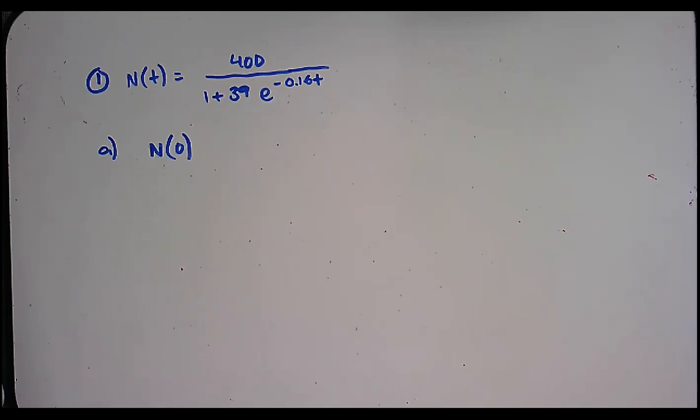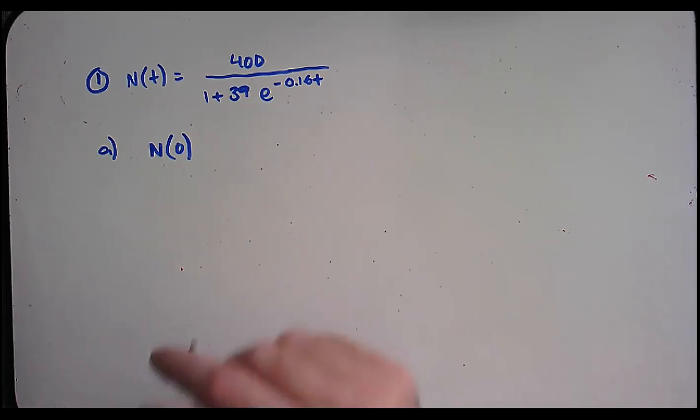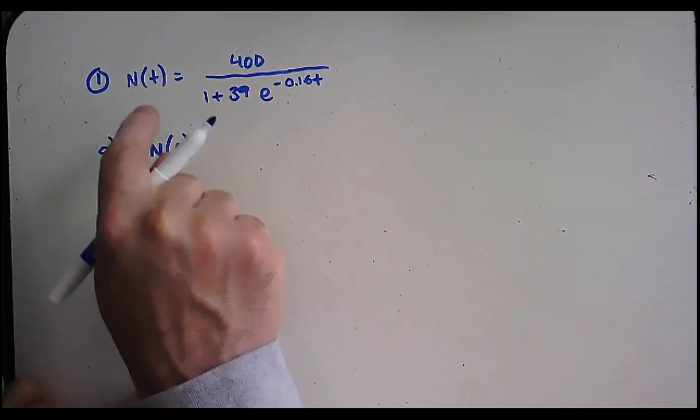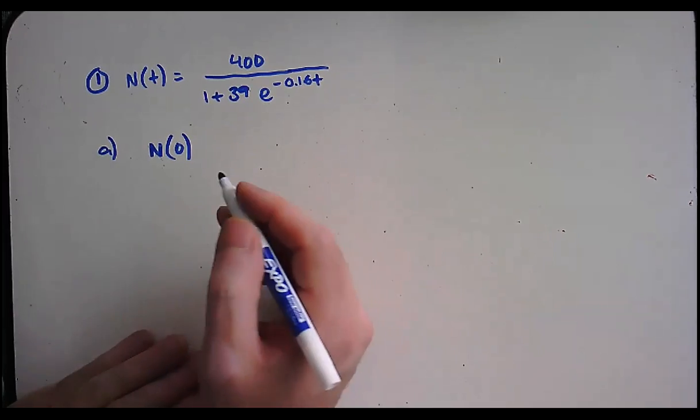Okay, so problem 1 gives us our formula for N of t and asks us to evaluate N of 0 and interpret this result in the context of the problem. Well, in a really literal sense, N of 0 means plug in 0 for t. That's not what is meant by interpret this result. We want to know what that means in terms of biologists and fruit fly population. So let's evaluate N of 0 first.